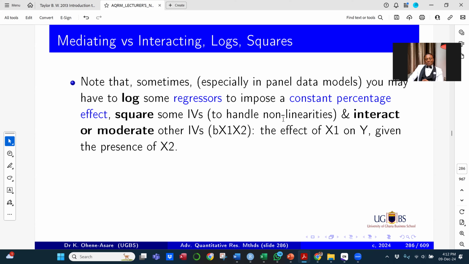Next one. You can square some variables, and the idea is to handle non-linearities. That's too mathematical or statistical. Why would you want to square some variables? Who can tell us? Why would it be necessary that you should square some variables? You square them because some variables rise, they get to a point, and they start falling.